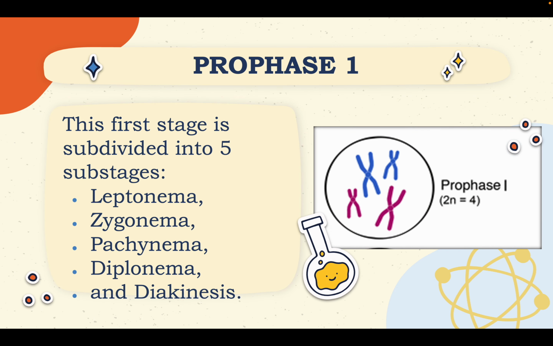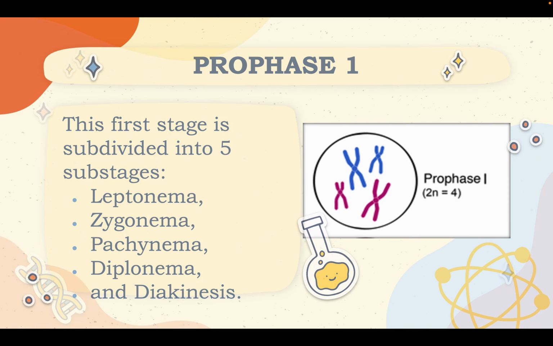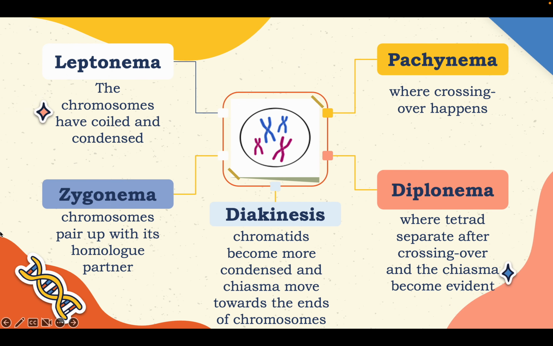Next, prophase 1 is divided into 5 stages. So we have leptonema, zygonema, pachinema, diplonema, and the diakinesis. Okay? So, what happened during these stages of prophase 1?